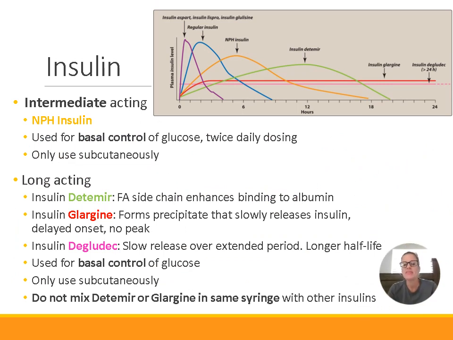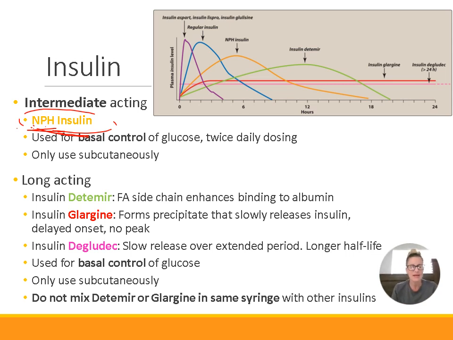So on this slide, we have intermediate acting, like kind of moderate in the middle insulins, and then we have the longer acting agents or long acting insulins as well. NPH insulin, NPH, it stands for neutral protamine Hagedorn. We just call it NPH. This is one of the original insulins. Insulin R and NPH insulin are like the two kind of old insulins that we have.